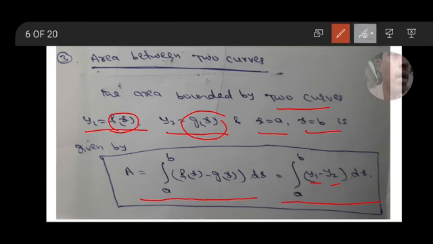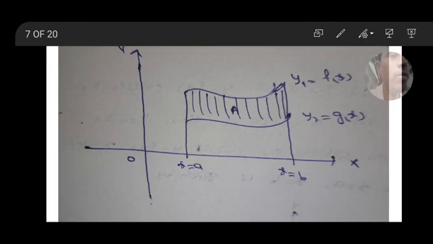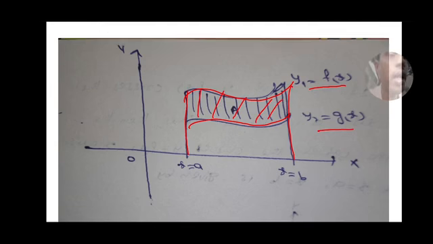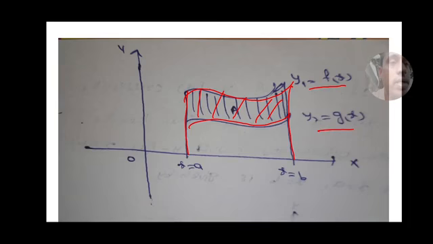It is the formula and its graph looks like this. It is the area between two curves. This is the first curve y1 equal to f of x. This is the second curve, y2 equal to g of x, with x equal to a, x equal to b. The area between two curves has the formula integration a to b y1 minus y2 dx, or integration a to b f of x minus g of x dx.